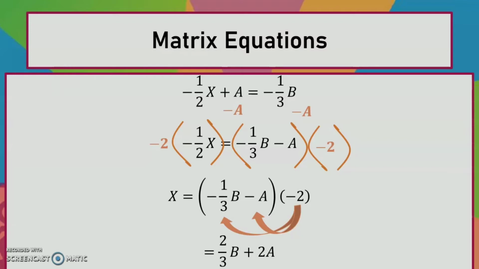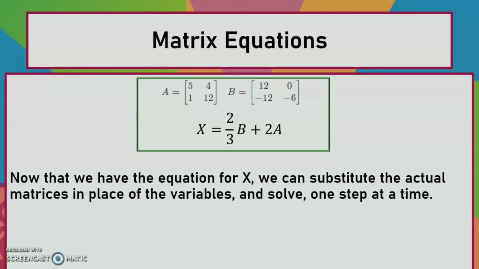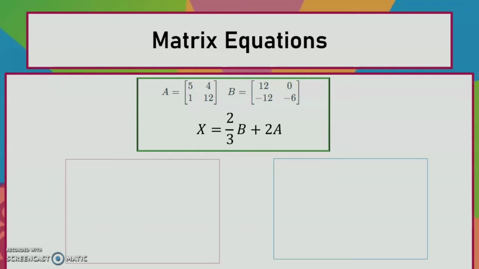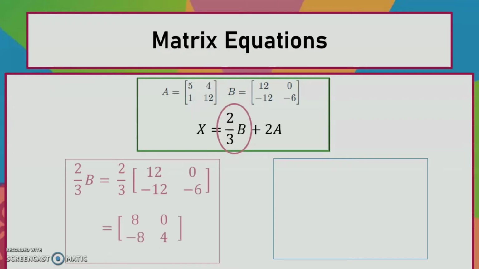Now we can go back in and substitute the actual matrices into that equation. To find 2/3 B, we take all the elements inside of B and multiply them by 2/3. What I like to do is think about that in two steps, dividing by 3 and multiplying by 2. So there's our 2/3 B. Then we need to find 2A. That was a little bit easier, just multiplying all the elements by 2.